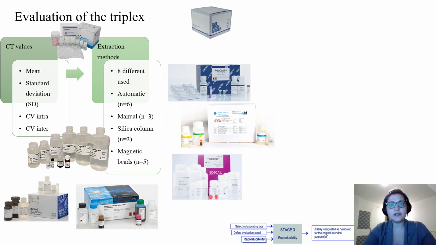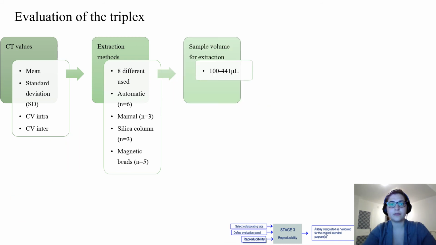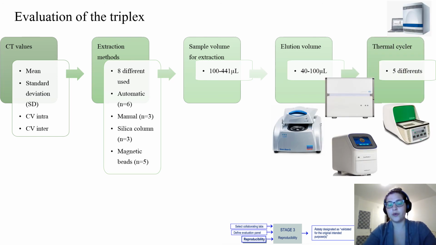In total, 8 extraction methods were used, including 6 automatic and 3 manual. The same kit was used with both forms, 3 silica columns, and 5 magnetic beads. With the same kits, test volumes range from 100 to 451 microliters. Similarly, elution volumes vary between 40 and 100 microliters. And finally, 5 different thermal cyclers were used.